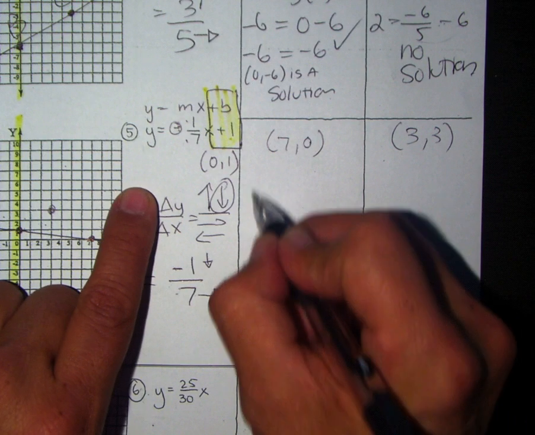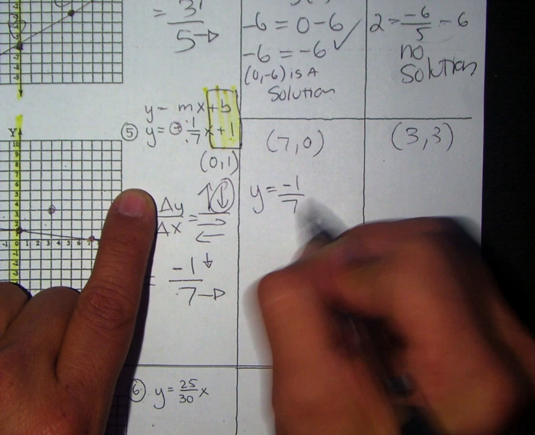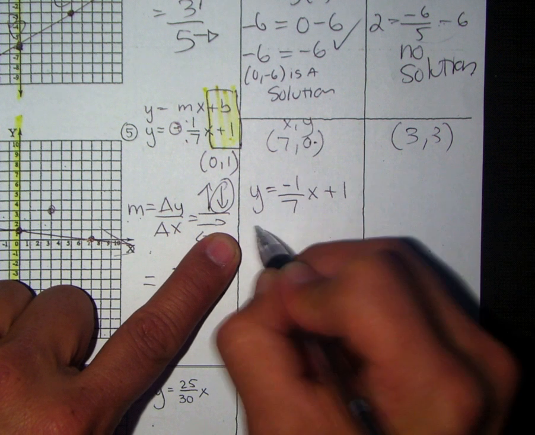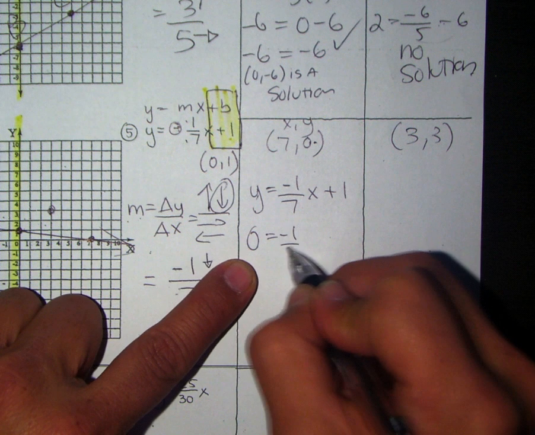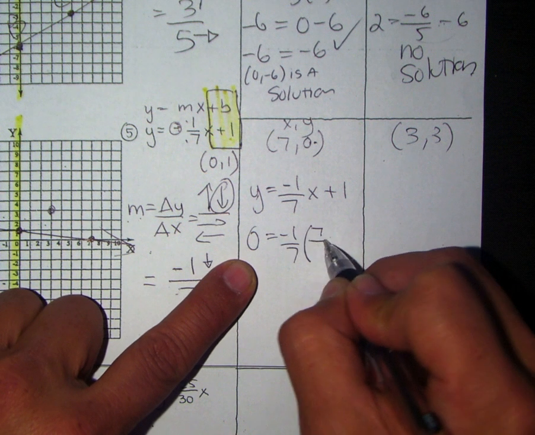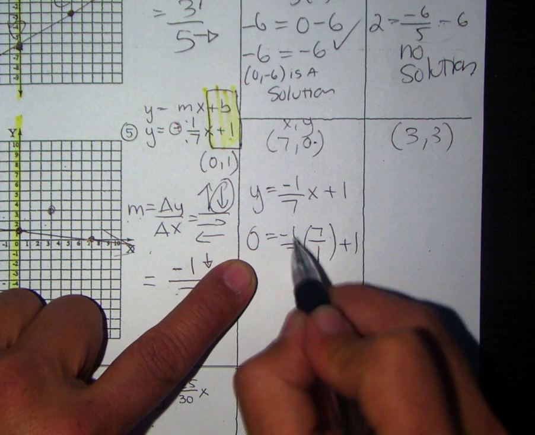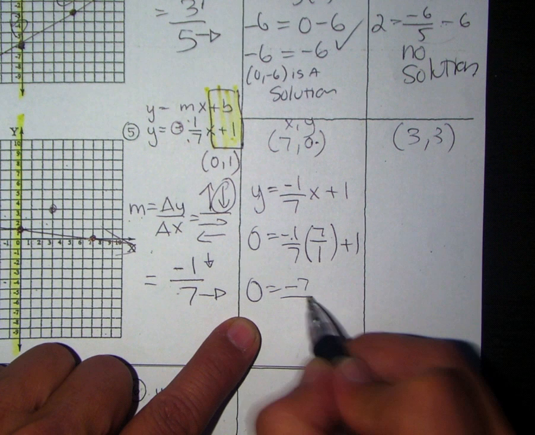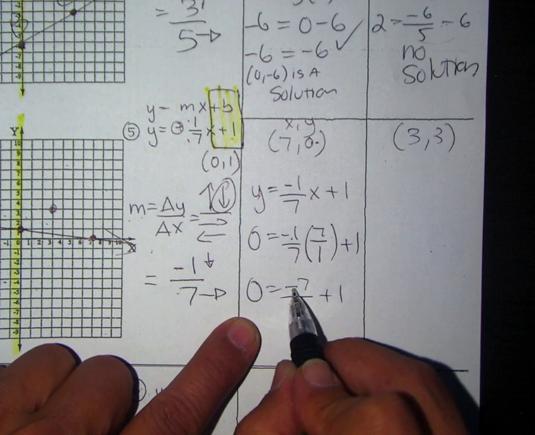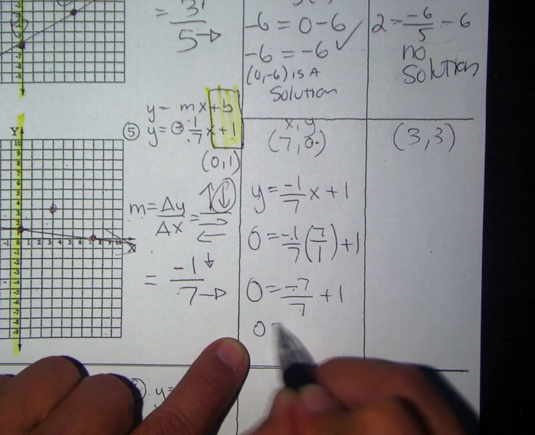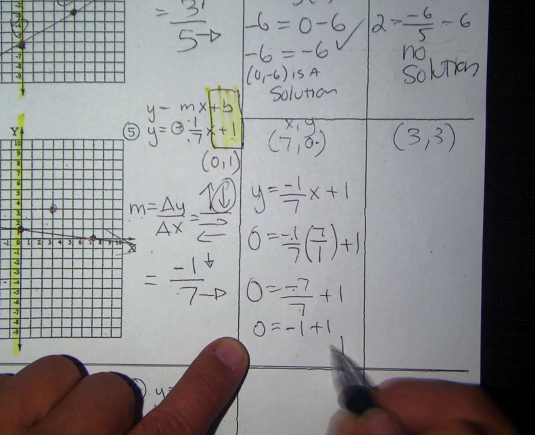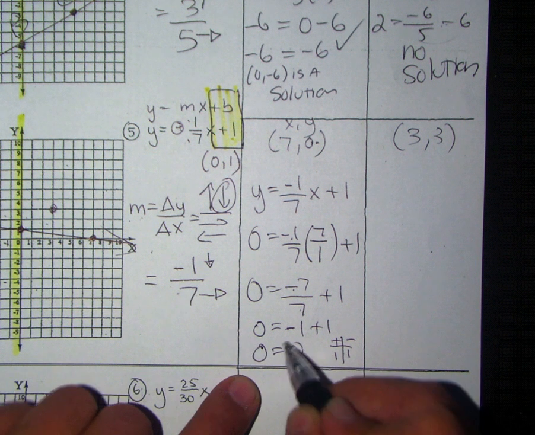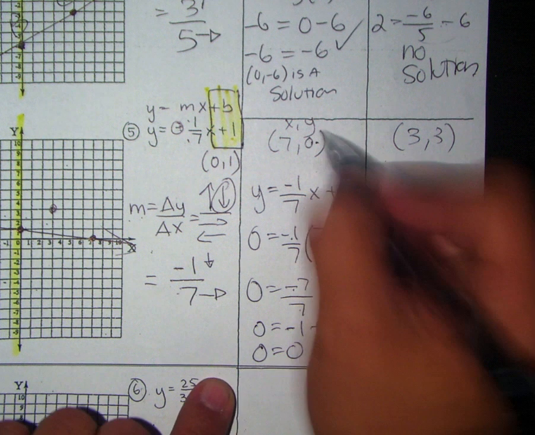So let's try y is equal to negative 1 over 7 x plus 1. So y is 0 and negative 1 over 7 times 7 over 1 plus 1. Negative 1 times 7 is negative 7 over 7 plus 1. What's negative 7 divided by 7? That's negative 1 plus 1, which is 0. So then you write your little solution. So this is the solution.